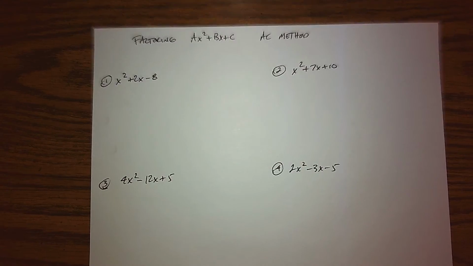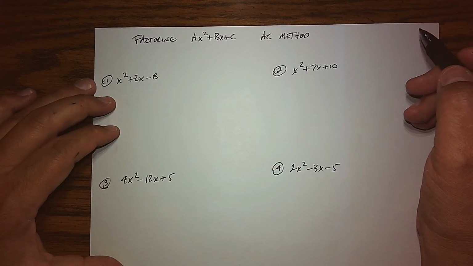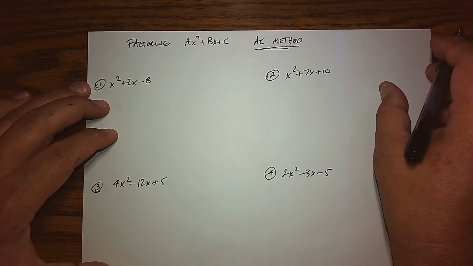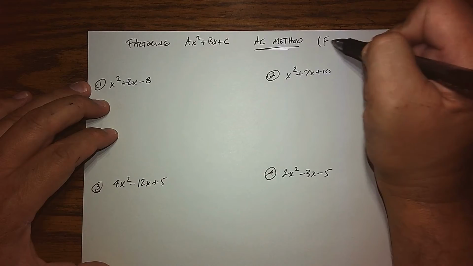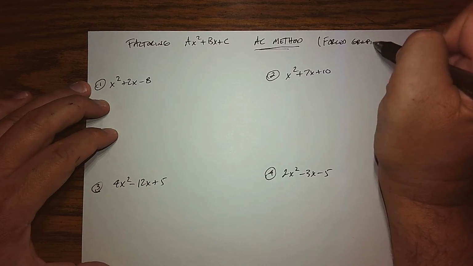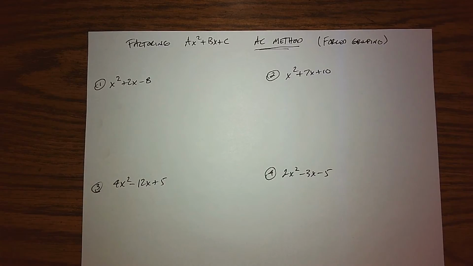Okay, so now that we know what a degree 2 trinomial is, one of the ways that we can factor it is using the AC method. I playfully give it a name. I call it forced grouping. And here's why. Here's the layout, and then I'll show you how we're going to do it.